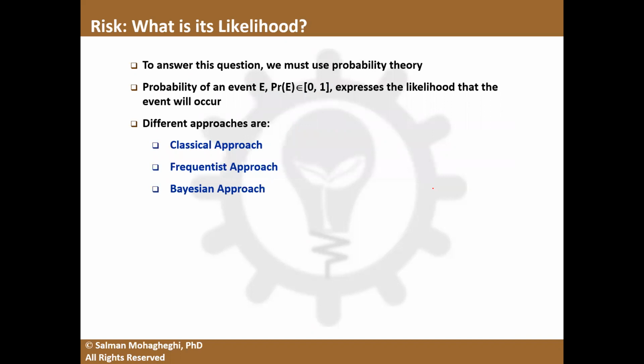The next thing is, what is the likelihood of that happening? So likelihood here, we look at it using the probability theory. To each thing or event that can go wrong, we assign a probability between 0 and 1. So that event E is going to have a probability associated with it, the likelihood that it will occur. In order to assess and quantify the probability, there are different approaches. We can have a classical approach, a frequentist approach, or a Bayesian approach.